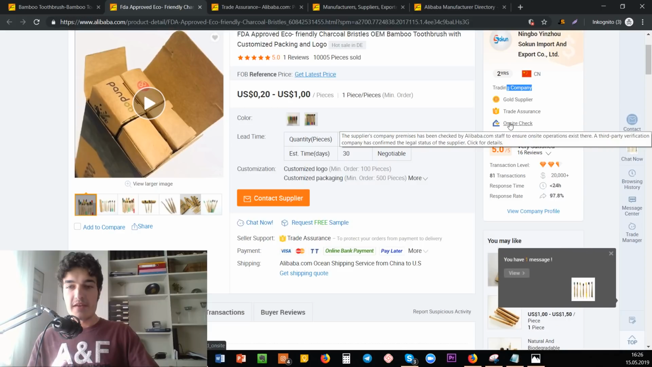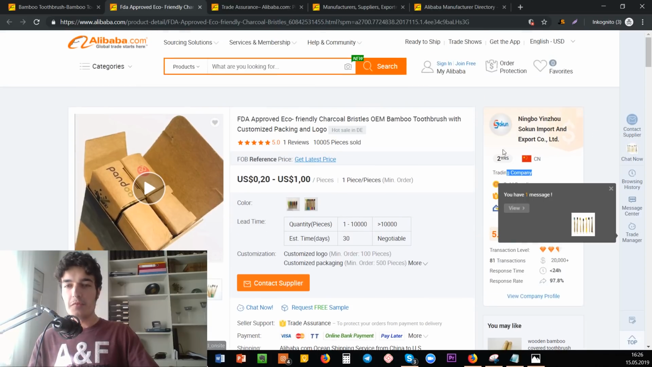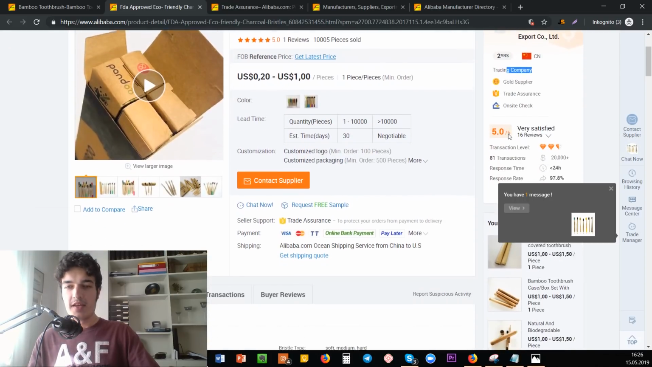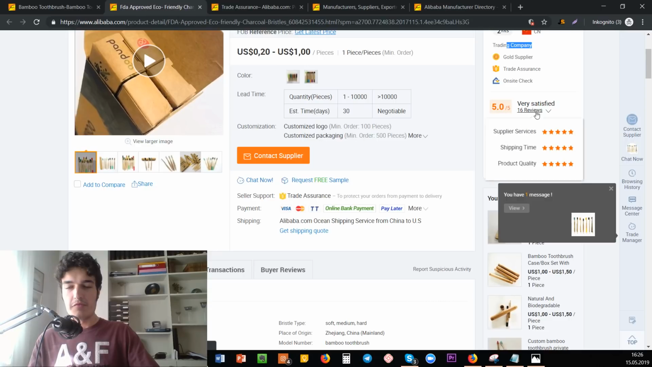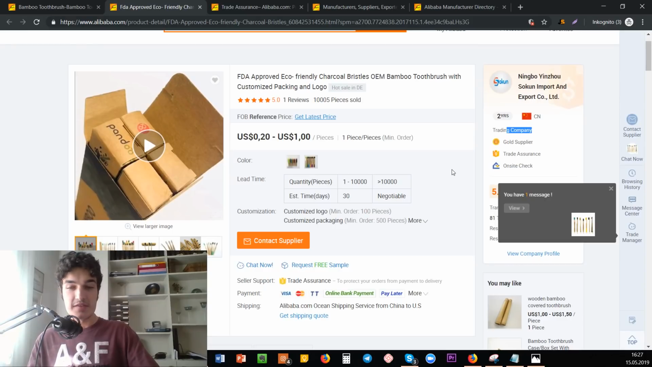On-site check means that they have been verified. Here it says a third-party verification company has confirmed the legal status of the supplier. Doesn't mean too much, but at least it's better than nothing. And of course, then ultimately here the reviews, in this case 5 out of 5 points. Pretty good transaction level, 81 transactions, not that much total value over the past 6 months, but still, this in general would be a supplier I would consider to buy from.